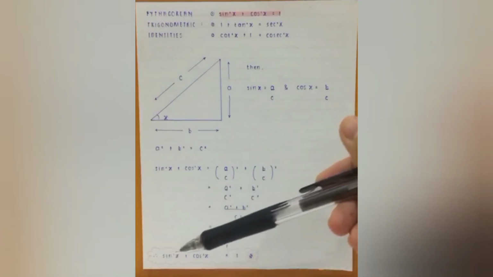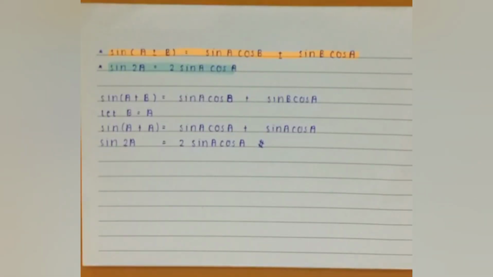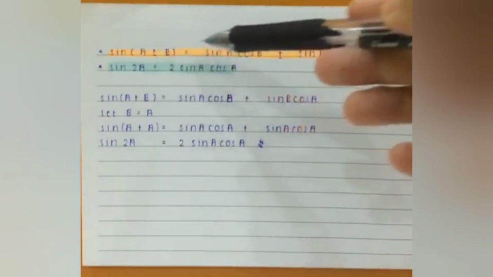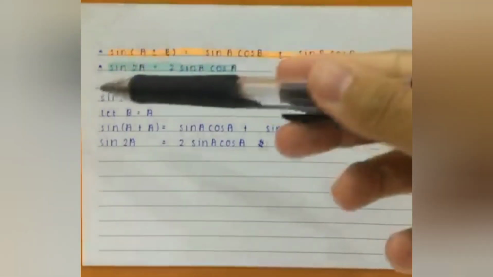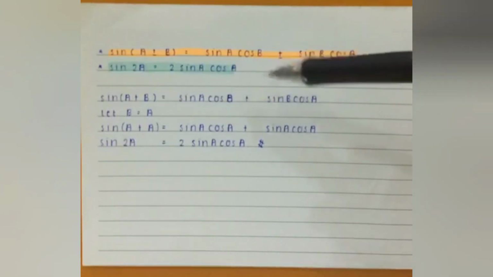And from here, we've managed to prove that sin²x + cos²x = 1. Now, let us take a look to observe and prove the relationships between different trigonometric identities with one another. For this example, I will be using the sum and difference identity where sin(A ± B) = sin A cos B ± sin B cos A, and I'll be using the double angle formula where sin 2A = 2 sin A cos A.